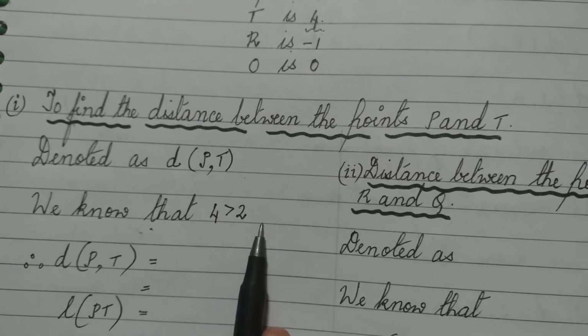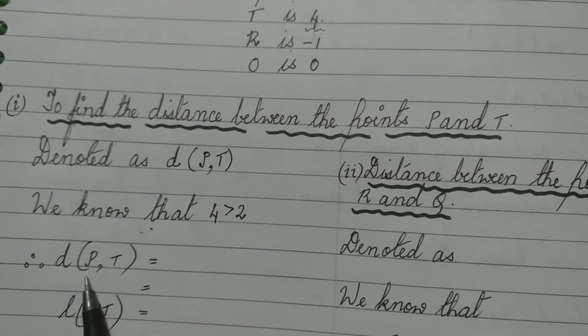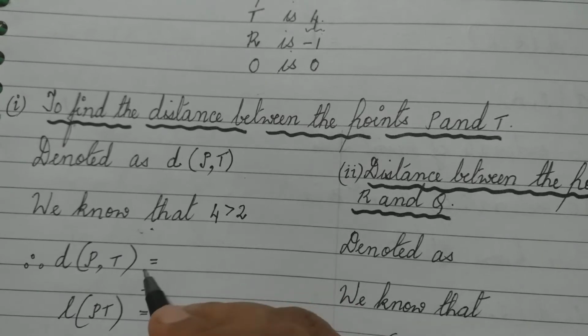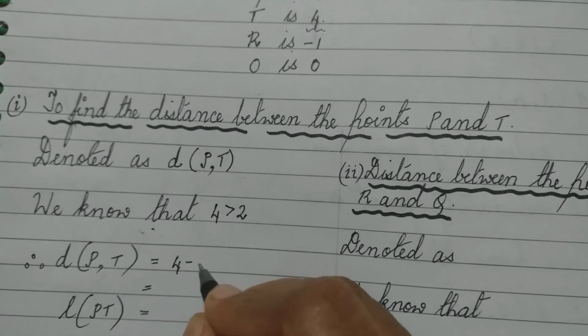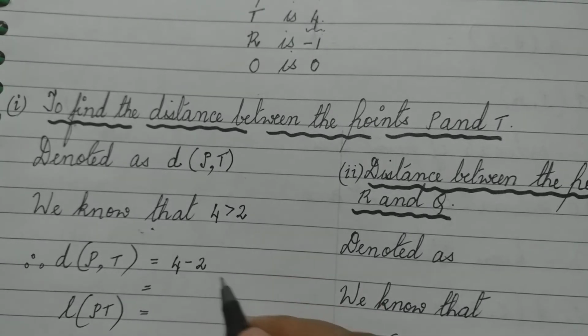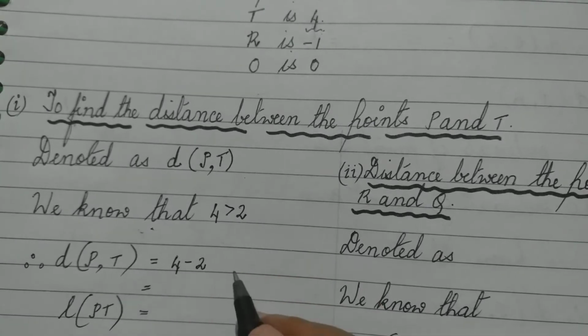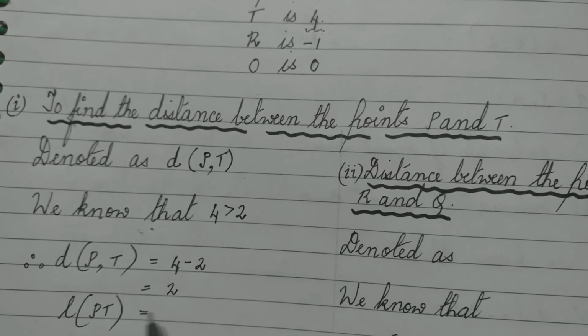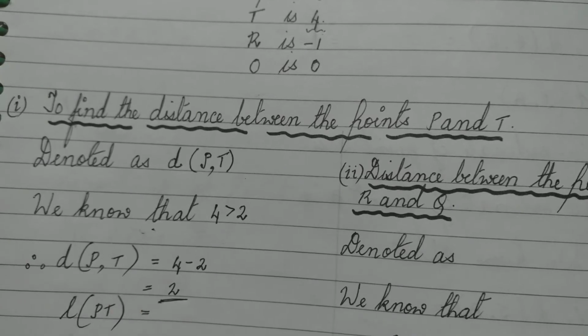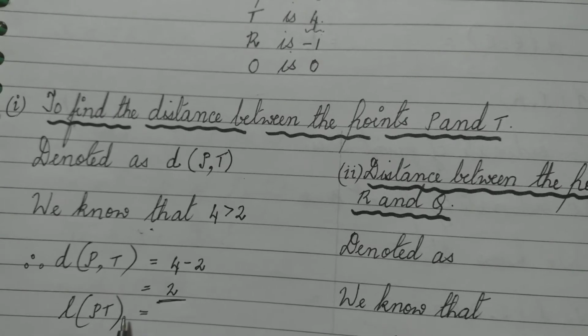Now since 4 is greater than 2, therefore the distance between the points P and T is 4 minus 2. That is the bigger number minus the smaller number. 4 minus 2 is 2. Therefore the distance between the points P and T is 2.